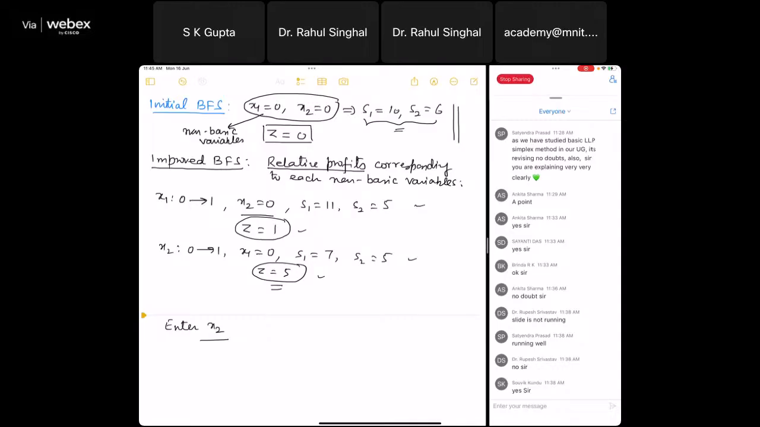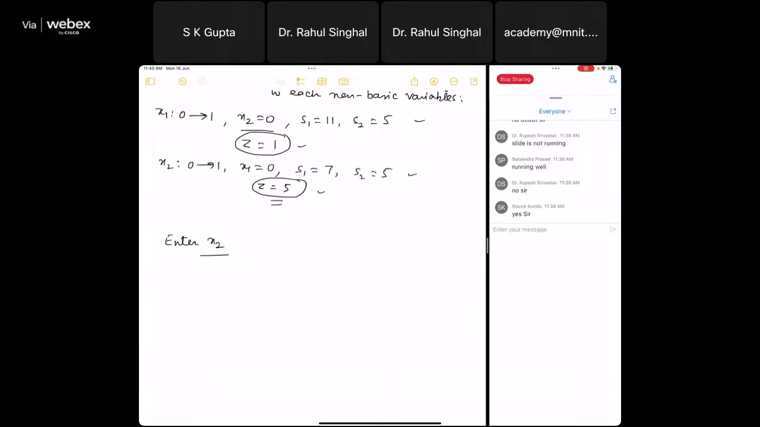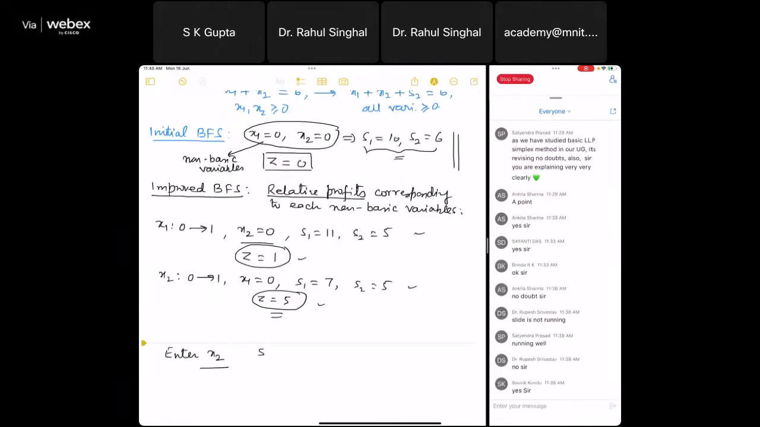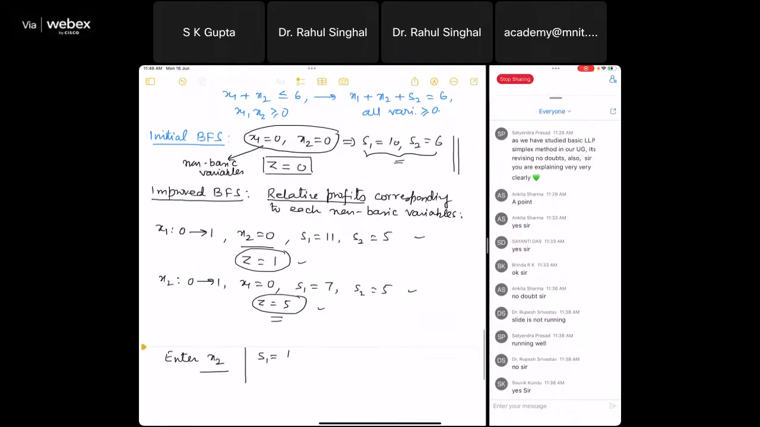Now out of s1 and s2, one variable must leave the basis. Which variable will leave the basis? Now we will decide from these two equations. You can see here x1 is 0 because x1 remains non-basic, right? So what is s1 from the first equation? S1 will be 10 minus 3x2, right? And from the second equation, s2 will be what? 6 minus x2.